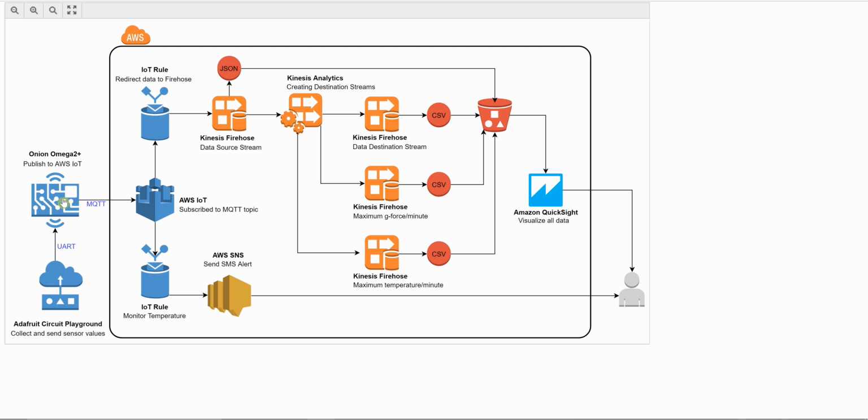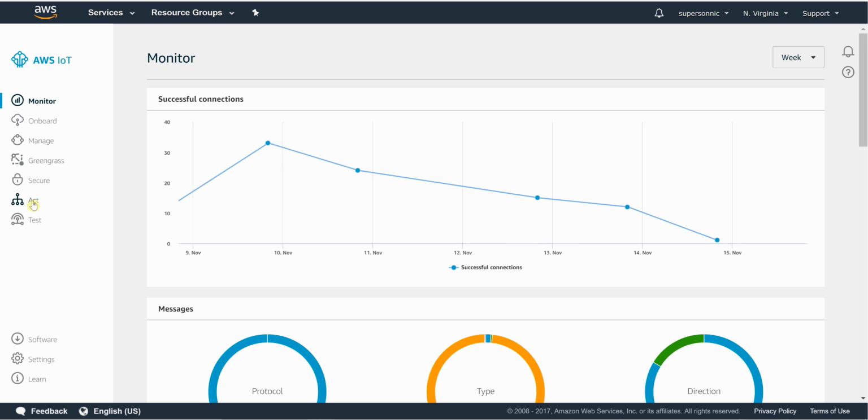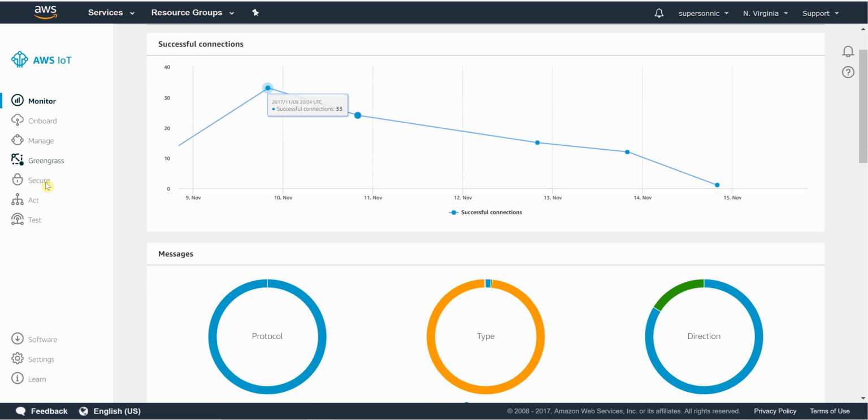And this one shows the overview of the architecture. So this is the Omega 2, which is the embedded Linux device. Here's my sensor. Those are in constant communication. The Omega 2 is in constant communication with the AWS IoT. Here's the IoT platform.